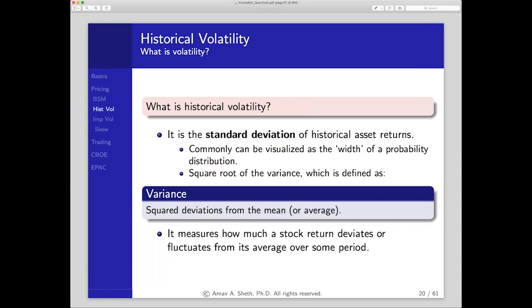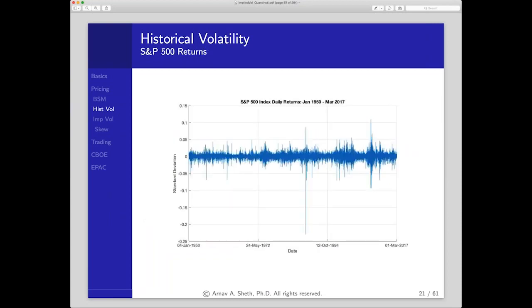So the bottom line is that the standard deviation measures how much a stock return deviates or fluctuates from its average over some predefined period. It depends on what kind of period we're looking at. Okay.